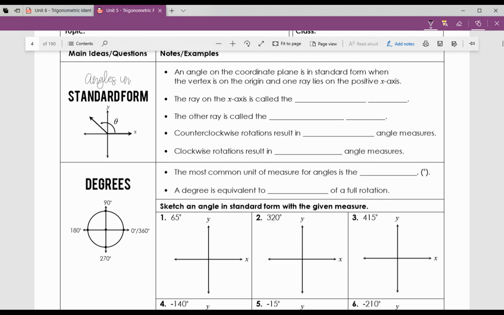An angle on the coordinate plane is in standard form when the vertex is on the origin and one ray lies on the positive x-axis. So here's your positive x-axis, and notice that it rotates. So here's your terminal side. The ray on the x-axis is called the initial side.